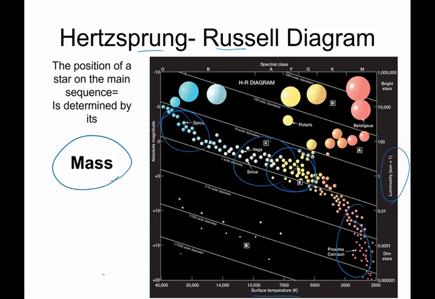And this Hertzsprung-Russell diagram is slightly different than the last one. I want you to see a variety of them. They all basically show the same thing, but they show it in a slightly different way, sort of like there are many ways to draw a periodic table. Same thing with Hertzsprung-Russell diagrams.